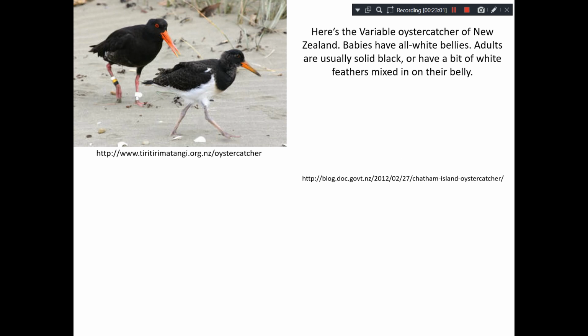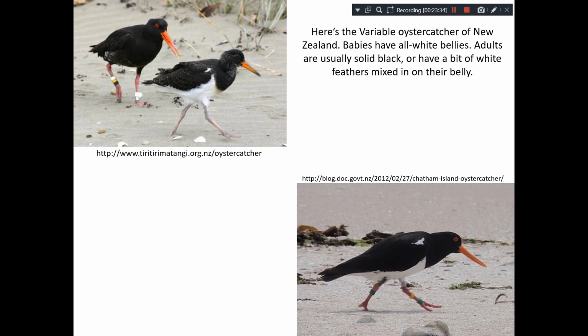The same example I can give you: the oystercatcher, a New Zealand bird. Babies have all white bellies. Adults are usually solid black and have a bit of white feathers mixed on their belly. New Zealand is an island. Here also the same thing has happened. When the birds are young, they have white bellies, and in adults it will be black.